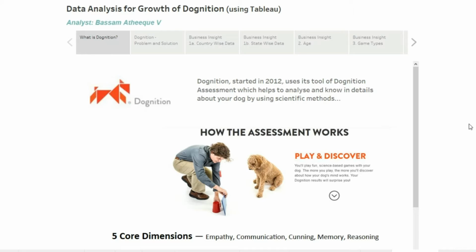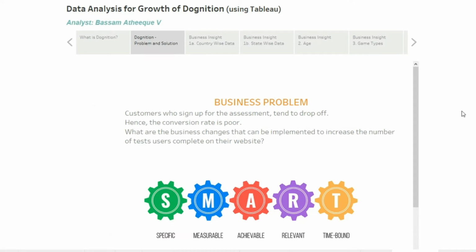It has science-based games that assess 5 core dimensions of their dog's cognition, namely empathy, communication, cunning, memory and reasoning. Then in their dog's Dognition profile report, they will gain a richer understanding of their dog through analysis and insight from the world's top canine experts. And let's look at the problem and the solution.